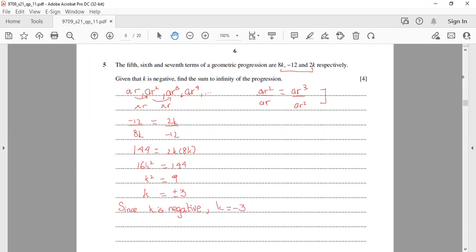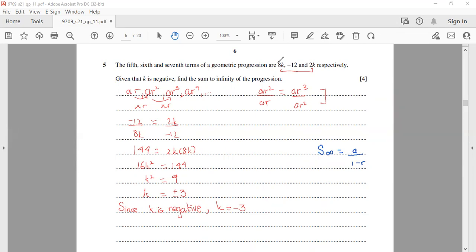Maintenant, what is the formula for the sum to infinity? Sum to infinity is equal to a upon 1 minus r. Mais dans la question, we are not given a, the first term, and r, the common ratio. We need to find a and r. Okay, let's start by finding the common ratio.